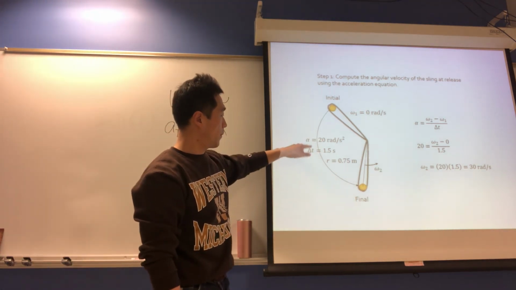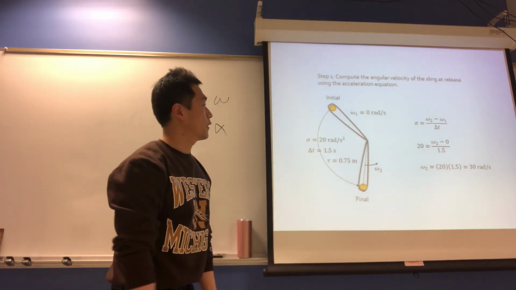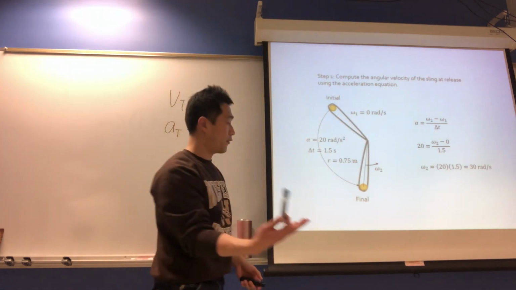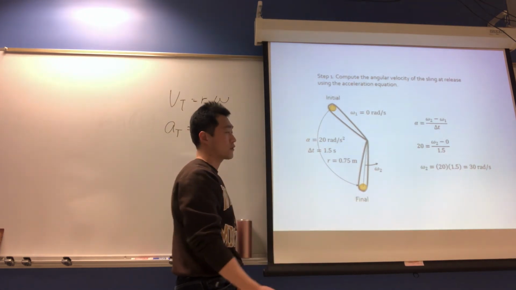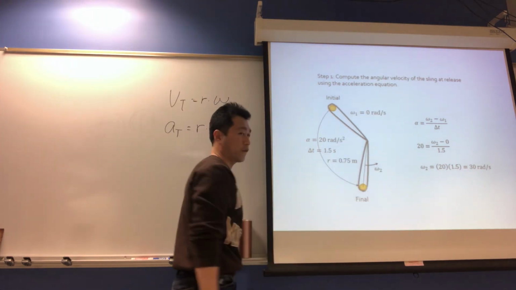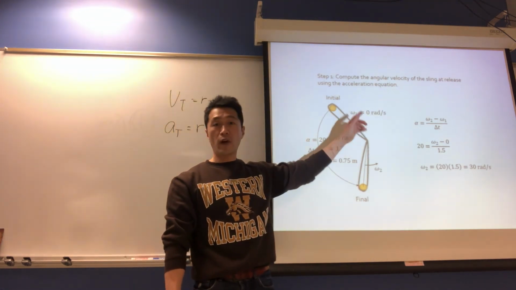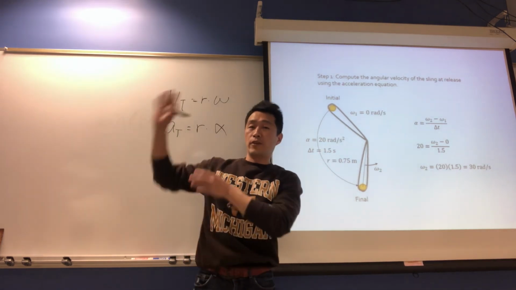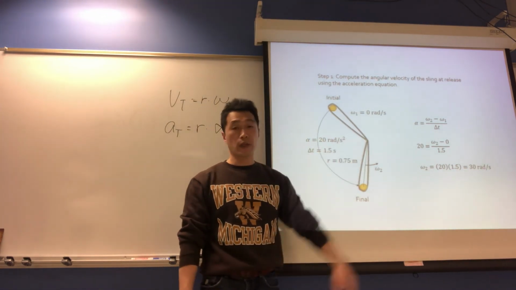Okay, so again, this information is given: angular acceleration, time, and radius. The angular velocity of the stone at release means the final angular velocity, which I can call omega 2. Omega 2 means the final angular velocity, and omega 1 is the initial angular velocity. Although this is not given in the question, you should be able to find it. The stone started from rest, so the initial angular velocity of the stone must be 0 radians per second.